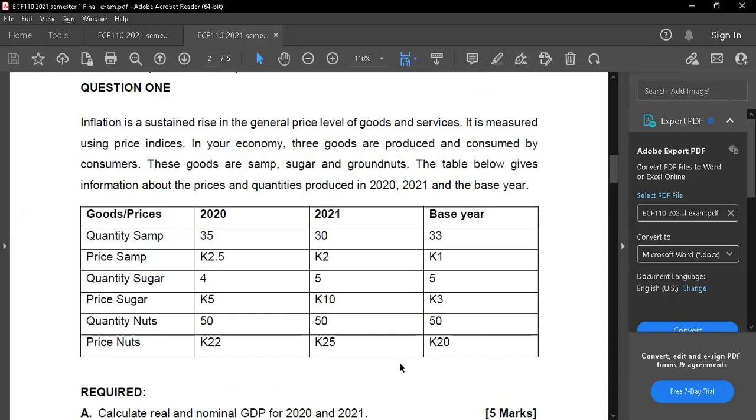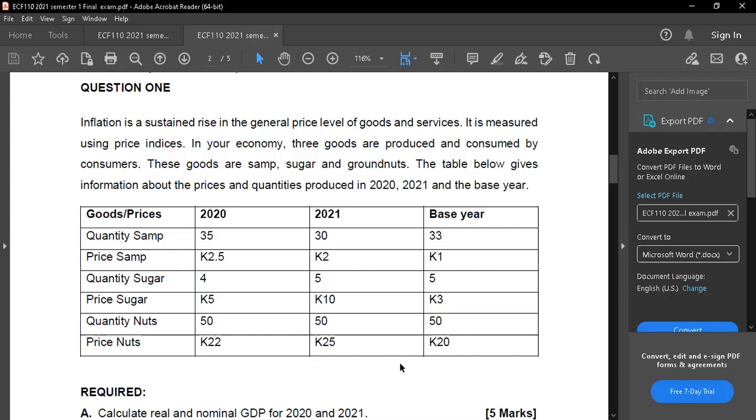So inflation is a sustained rise in the general price level of goods and services. It is measured using price indices. In your economy, three goods are produced and consumed by consumers. These goods are stamp, sugar, and granules. So the table below gives information about the prices and quantities in 2020, 2021, and the base year.